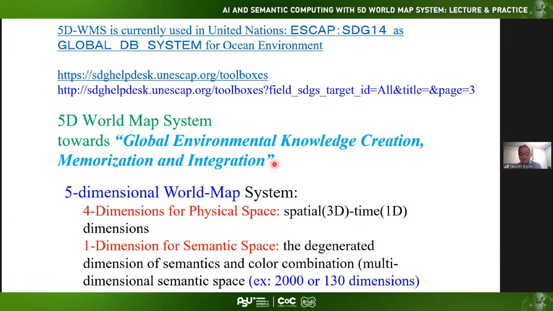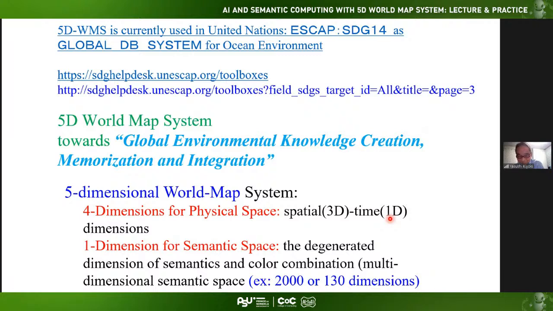So by using the dimensional space, how many dimensions exist in your campus? This is my question. How many dimensions exist in nature? This is the next question, all right. And 5D: four dimensions for physical, spatial. This is commonly X, Y, Z, or longitude, latitude, and height. And another important dimension is the time, temporal axis.